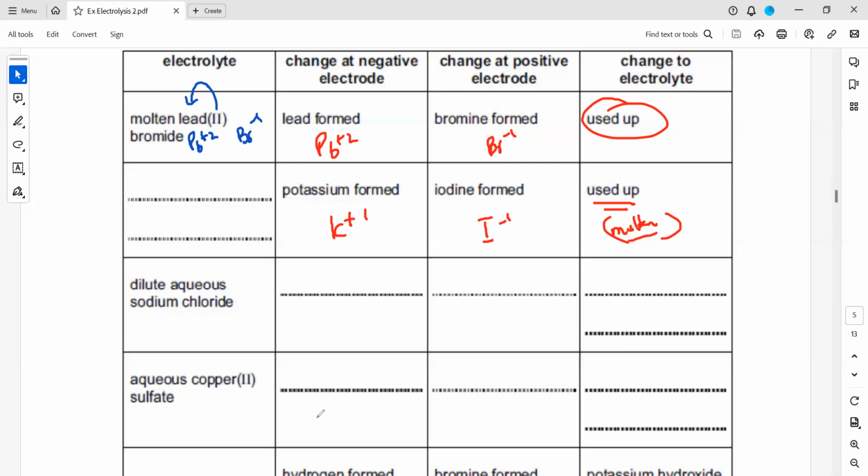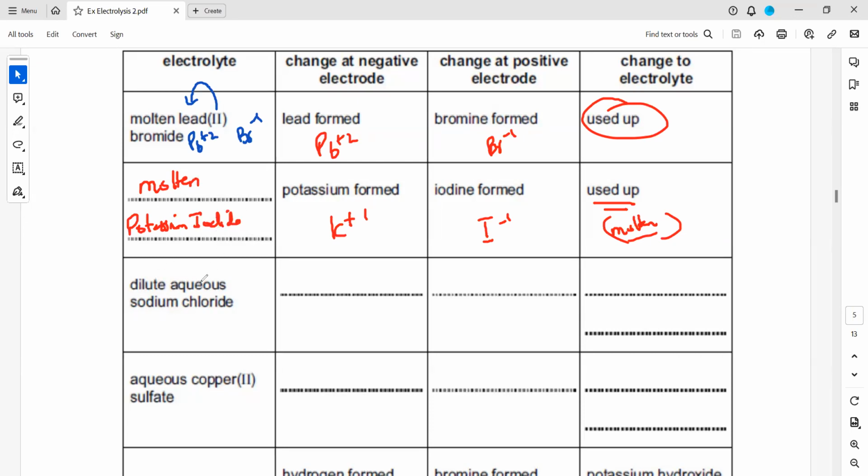Molten potassium iodide. Good. If you just write potassium iodide, that's not a complete answer because you have to mention whether it is aqueous concentrated, aqueous dilute, or molten. Because the electrolyte is used up and potassium ions and iodide ions are discharged, we'll say it is molten potassium iodide.